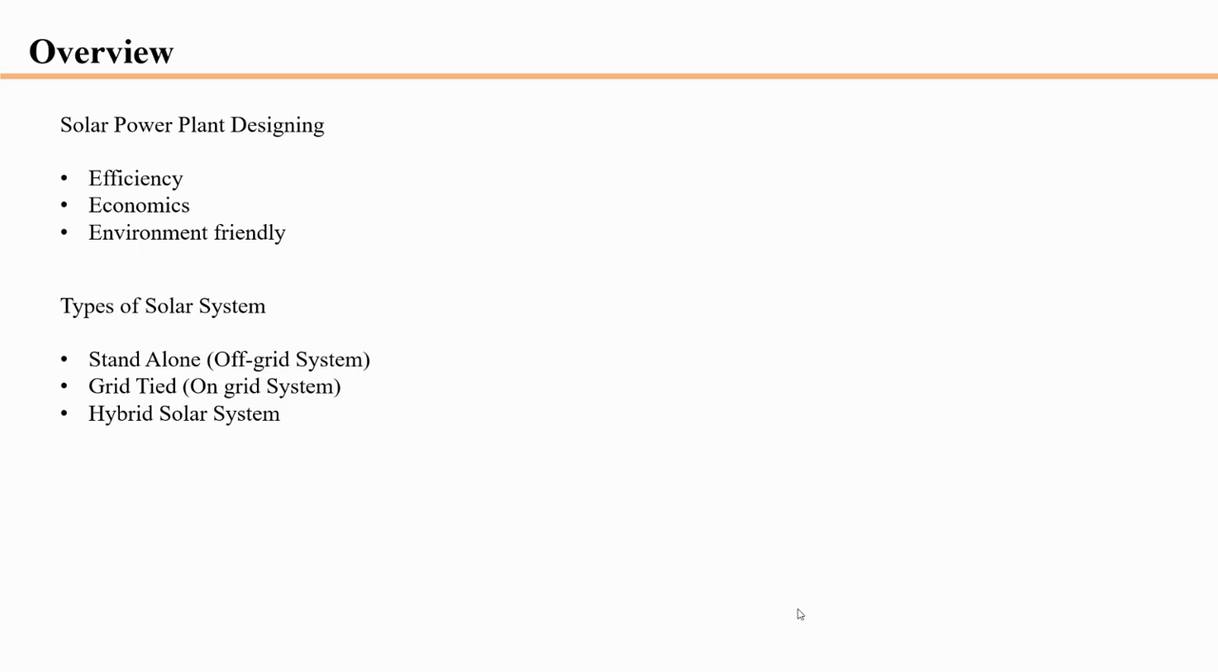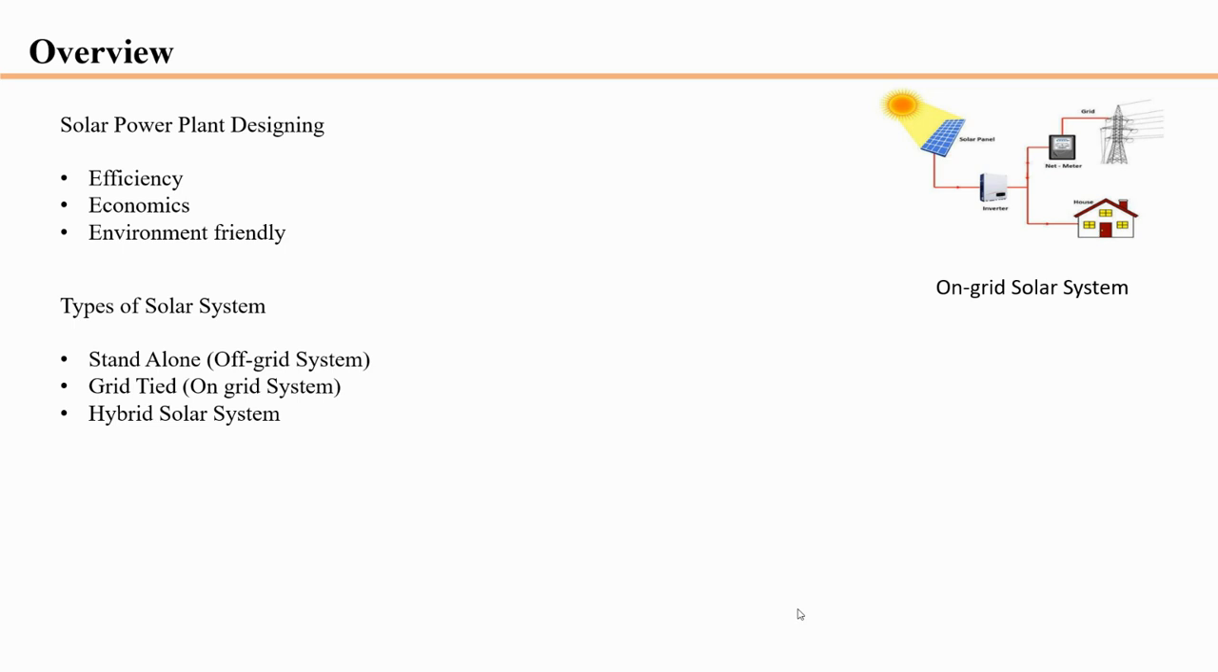There are three types of solar system: standalone, which is also known as off-grid system; second, the grid-tied, which is also known as on-grid system; and third, the hybrid solar system. The on-grid solar system consists of solar panels with an inverter, and it is independent of battery, while the inverter is then connected to the house and or the grid.